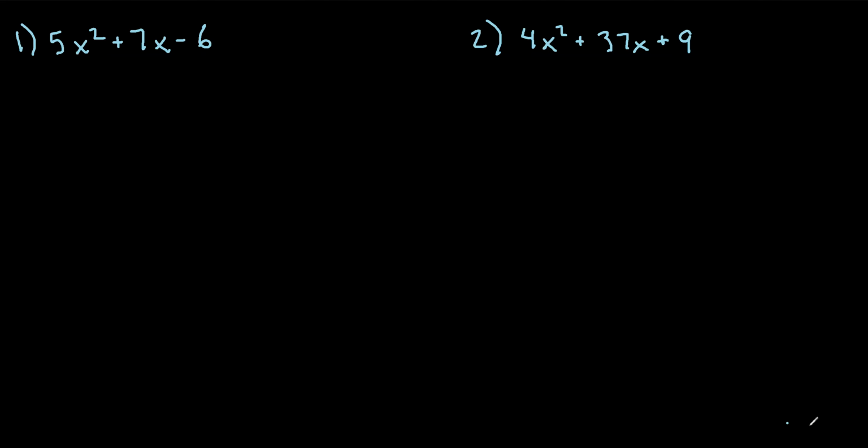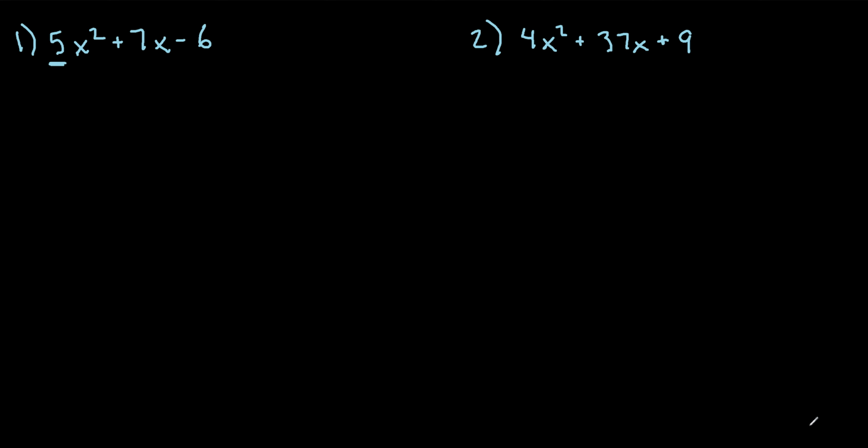In this video, I will explain how to factor a trinomial when the leading coefficient is not 1. So I have a couple examples for us to work through here. Let's take a look at the first one. We have 5x squared plus 7x minus 6. So notice that the leading coefficient right here is a 5, so it's not equal to 1.